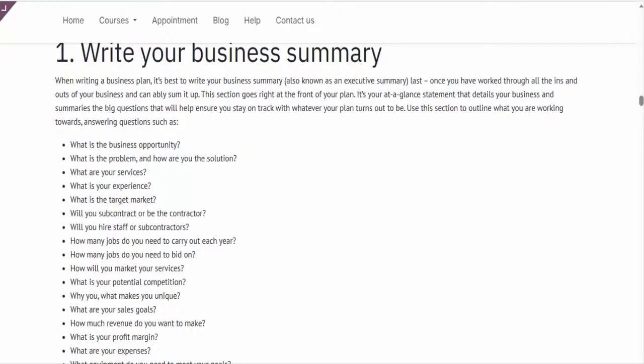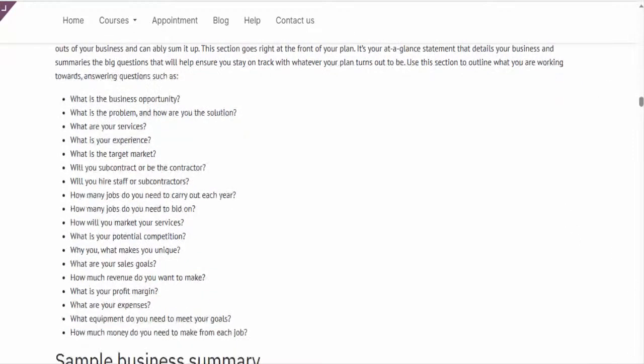Will you subcontract or be the contractor? Will you hire staff or subcontractors? How many jobs do you need to carry out each year? How many jobs do you need to bid on? How will you market your services?